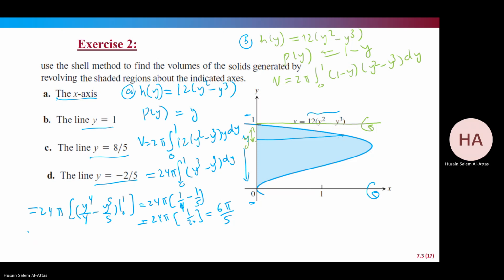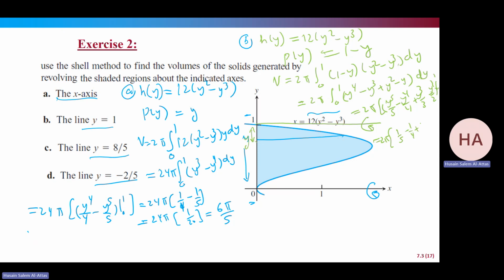Okay. And that will give me what? 2 pi from 0 to 1, I have y to the power 4 minus y cubed plus y squared minus y dy. That gives me 2 pi of what? Y to the power 5 over 5 minus y to the power 4 over 4 plus y cubed over 3 minus y squared over 2, all of this from 0 to 1. That gives me 2 pi times 1 over 5, 1 over 4 plus 1 over 3 minus half.